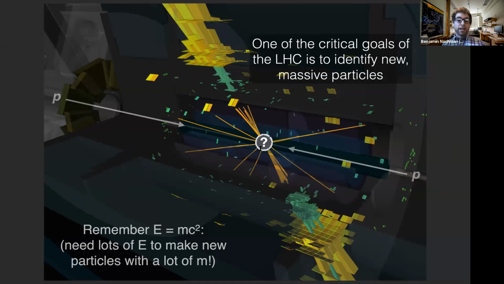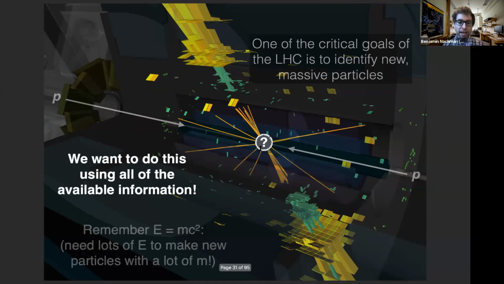And so we want to pump in a lot of energy. If you remember, E equals mc squared, which says that we can trade energy for mass. So if there is a new massive particle, we can pump in a lot of energy to make it. And we want to be able to do this inference with all the available information. So all these yellow-green blobs and orange lines are information we want to use holistically in order to do this inference.